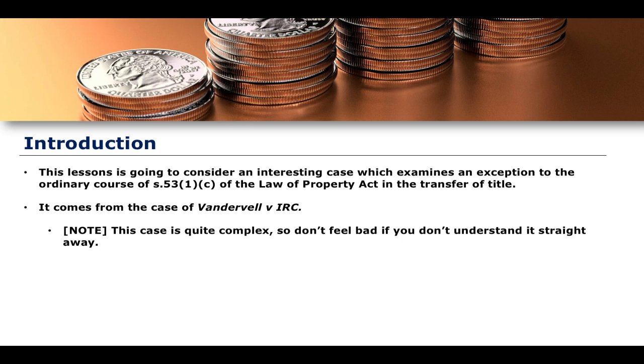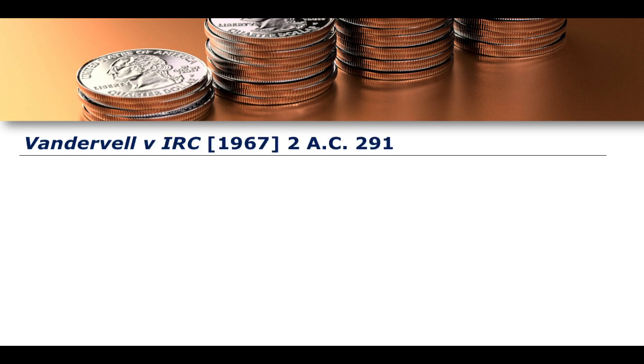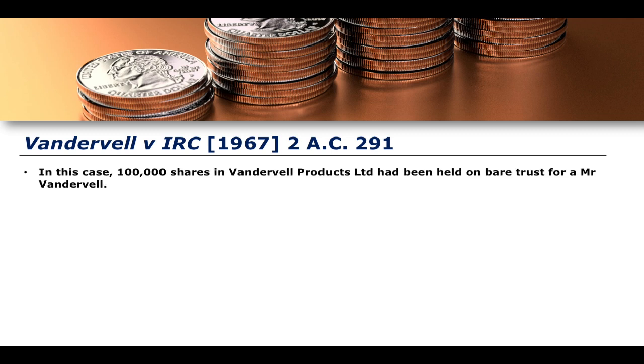We'll get to a nice takeaway from this case at the end of this lesson, but fundamentally it is a useful illustration of why you shouldn't be establishing various complicated legal and trust-based relationships for the purposes of maneuvering out of tax liabilities without first consulting an expert tax advisor to see what potential liabilities may exist. That is essentially the practical lesson that you can take from this particular case. So the case comes from 1967, the case of Vandervell versus the IRC.